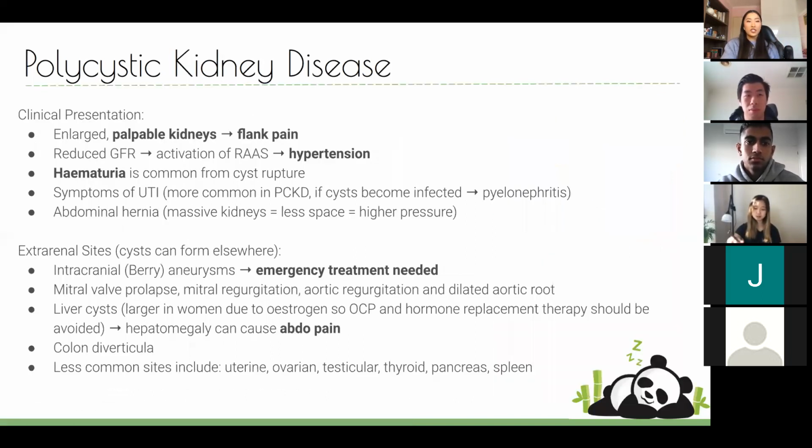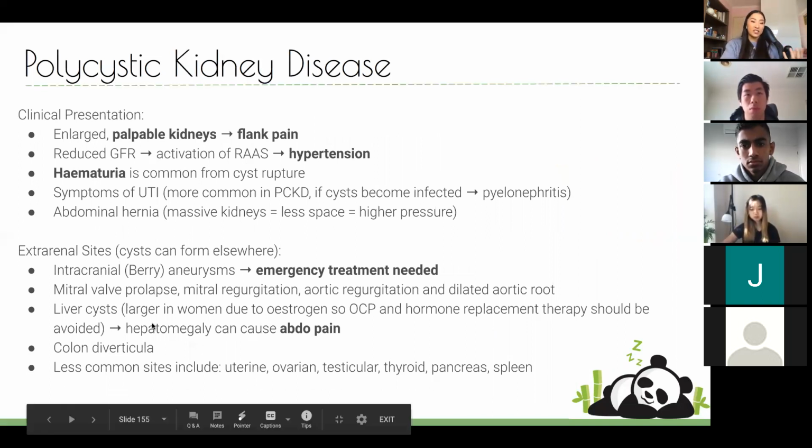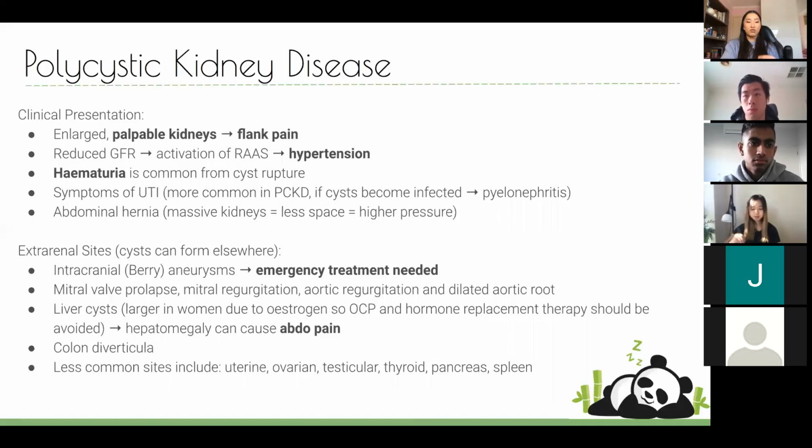The clinical presentation is due to the size largely, so they'll present with flank pain because the big kidneys are going to press on nerves. And they also tend to get hypertension because you have CKD, low GFR, RAS activation, and then hypertension. They can get hematuria if a cyst ruptures, and they can also get UTI symptoms if a cyst becomes infected, and that would be pyelonephritis because it's way up.